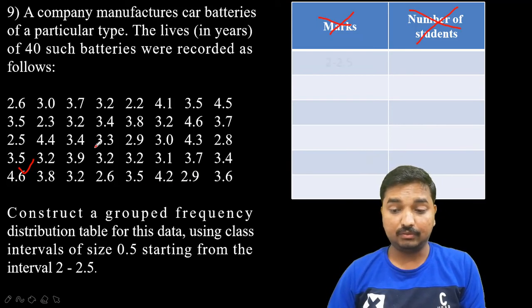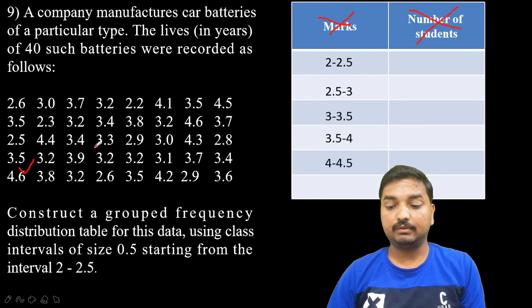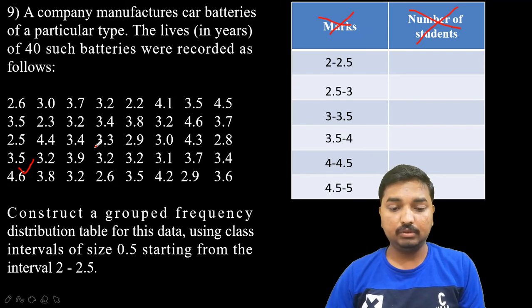Now let us verify which will be the last class interval. 2 to 2.5 is the first one. The next one is 2.5 to 3, because you just need to add 0.5 to the lower limit. Then 3 to 3.5, 3.5 to 4, 4 to 4.5, 4.5 to 5. This will be the last class interval, because in the given data there is no number greater than 5. So that's why I'm going to stop here.